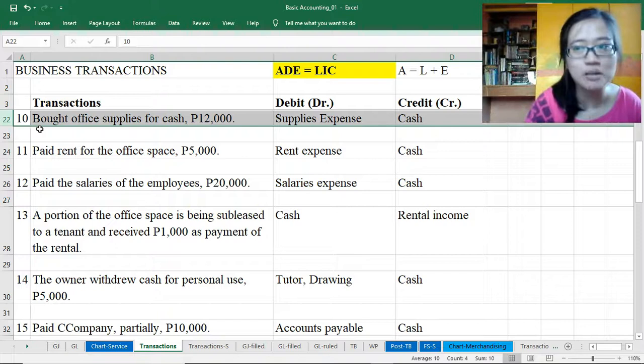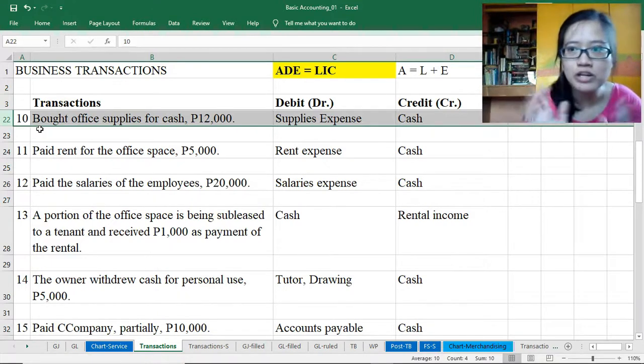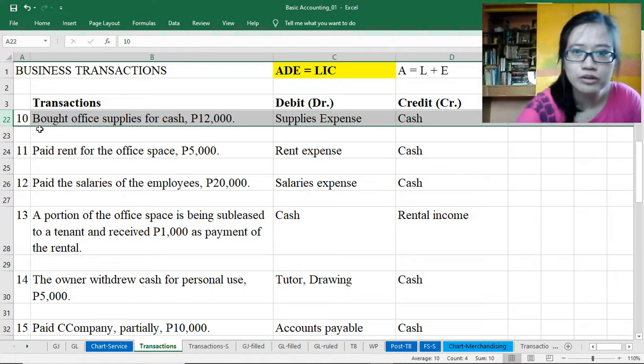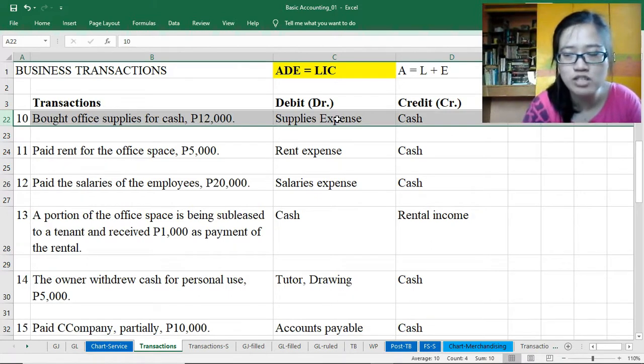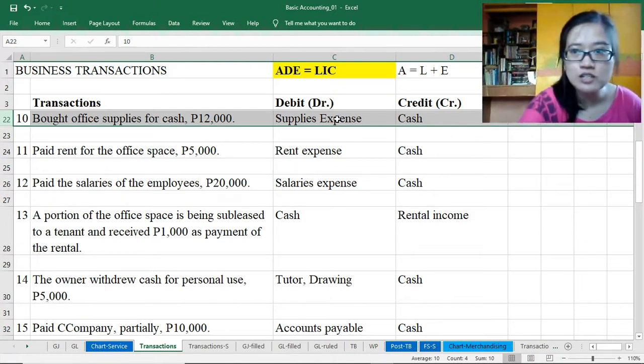Madidiscuss din natin in a separate video ulit. Okay? Adjustments ang topic nun. Okay? Pero for this particular transaction, mas pinili ng company na i-record siya agad as expense. Siguro yung company nila, di ba, repair service naman sila. So, kapag nagre-render sila ng service, ginagamit nila yung kanilang mga supplies. Most likely, ganyan yung nangyari, kung bakit nag-decide sila na supplies expense yung gamitin na account.